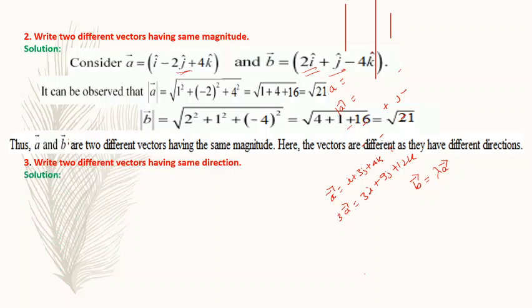Let us have a look at this. I have taken vector P as i plus j plus k. So now I want a new vector which is collinear to vector P. Correct? Which is collinear to vector P.